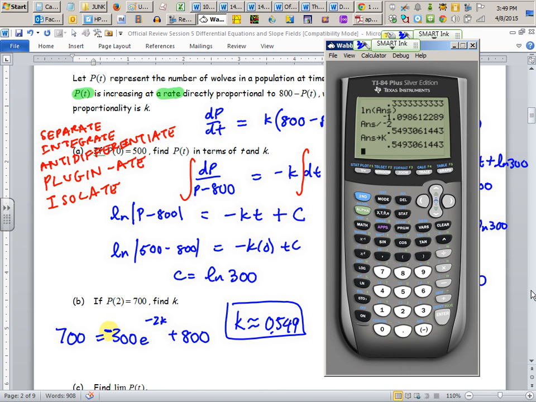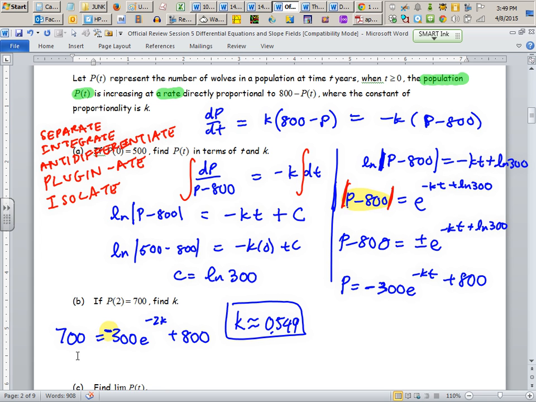Okay. All right, let's now find the limit as t goes to infinity of p of t. Oh man, does that mean we have to do a big old L'Hopital's rule or something? Does anyone know the answer to this question without doing any work at all?